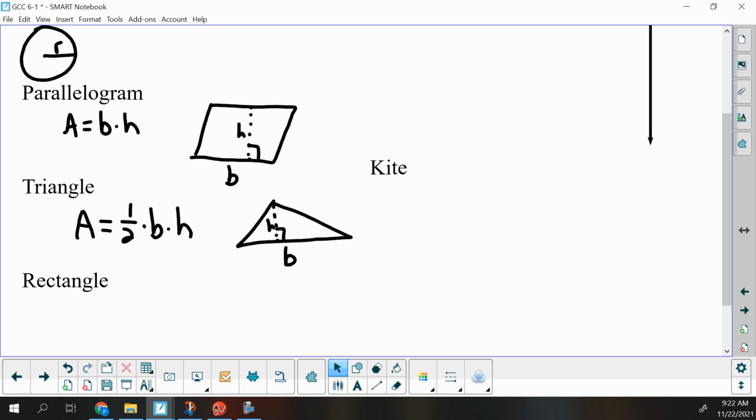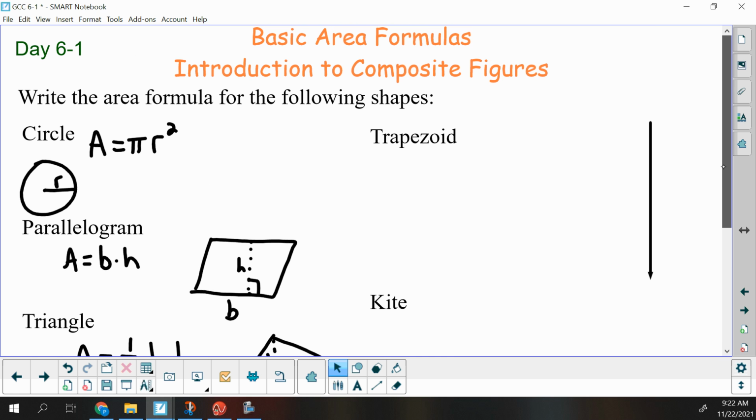So those are the three that you get on your reference sheet. The ones that you don't get, a rectangle area, you can either think of it as base times height or length times width. Either of those is fine. If we move over to the right side, a trapezoid's area, we have 1/2 times height times base 1 plus base 2.